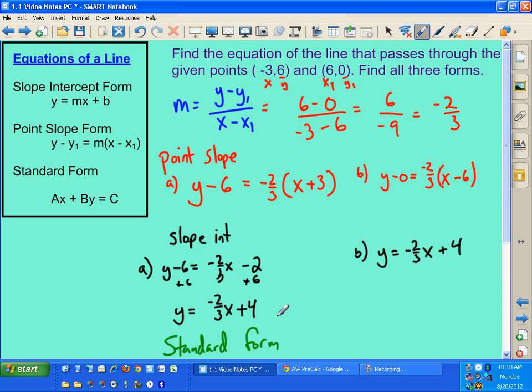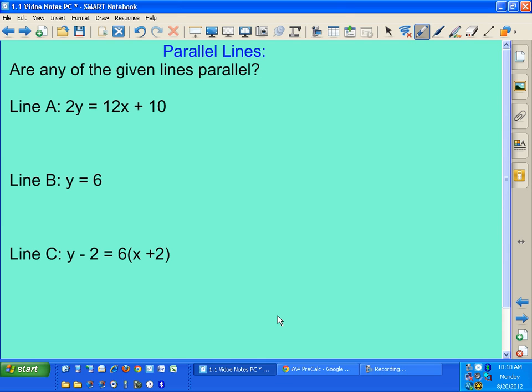So then we want to talk about parallel lines and how lines are parallel. Well, if you remember from algebra, geometry, algebra 2, basically parallel lines have the same slope. So if we can find out if they have the same slope or not, then we'll know they're parallel lines. So we're asking, are any of these lines parallel? So I just need to find the slopes of each one of these lines.